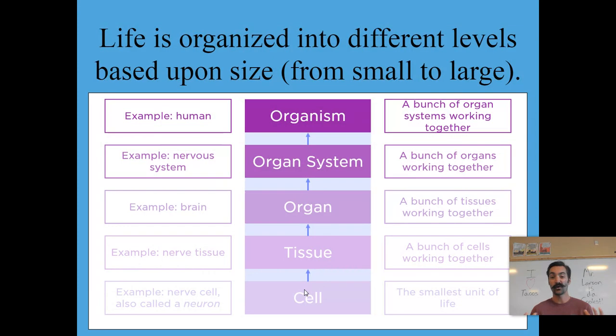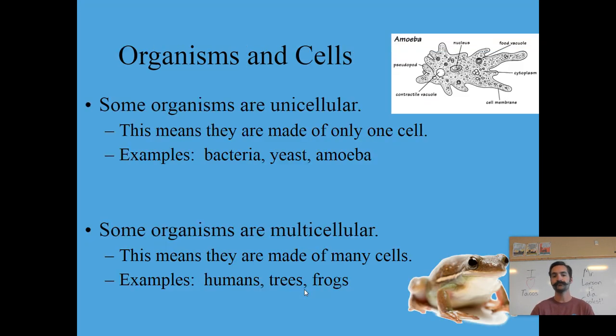We humans are organisms. We have a bunch of organ systems that work together, and those organ systems are made up of organs, and those organs are made up of tissues, and all those tissues are made up of cells. And we're going to deep dive here a little bit further into what makes each one so special.